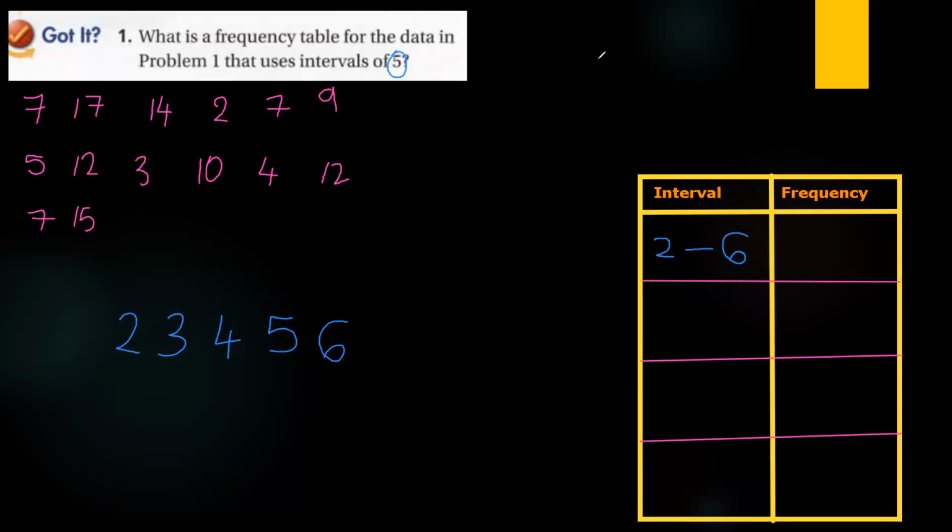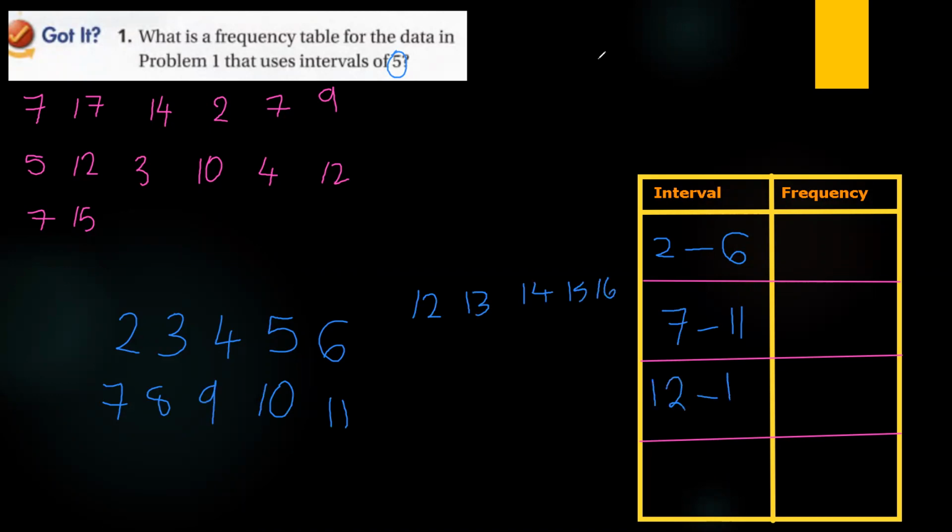Now take the next number: 7, 8, 9, 10, and 11. So from 7 to 11. Then 12, 13, 14, 15, 16, so 12 to 16. And then 17, 18, 19, 20, 21, so 17 to 21. Is it clear now?